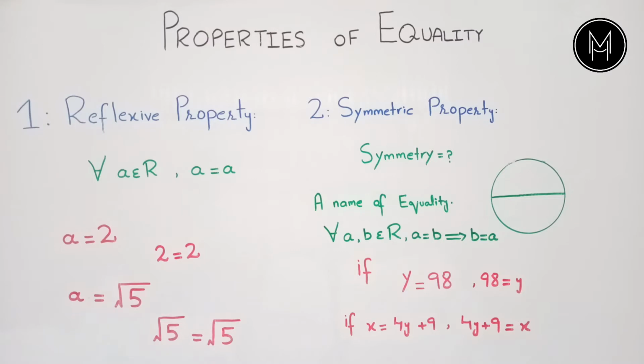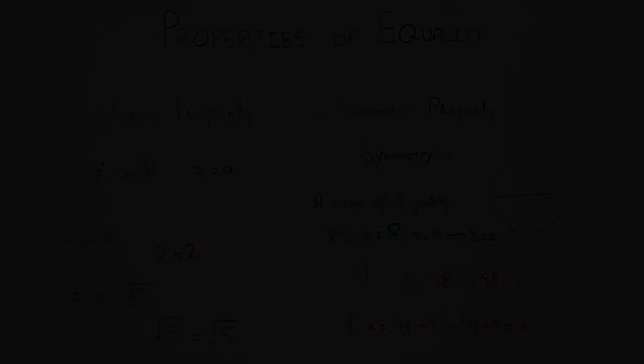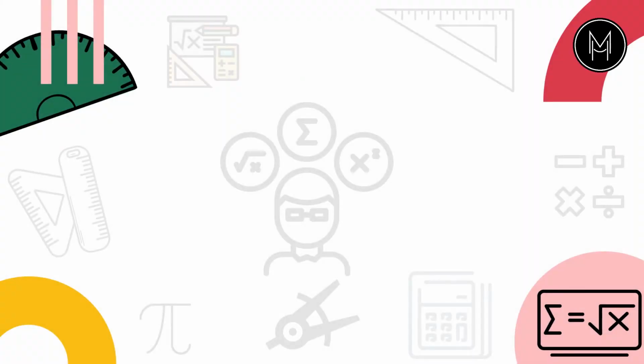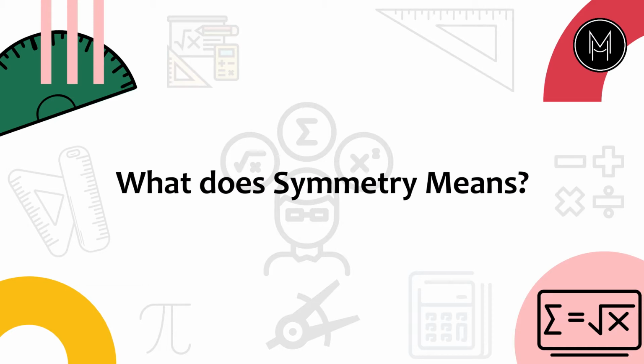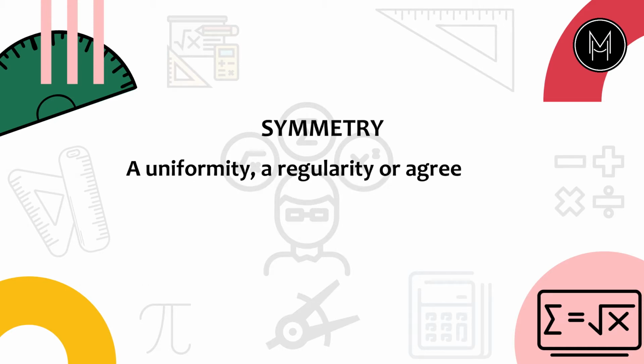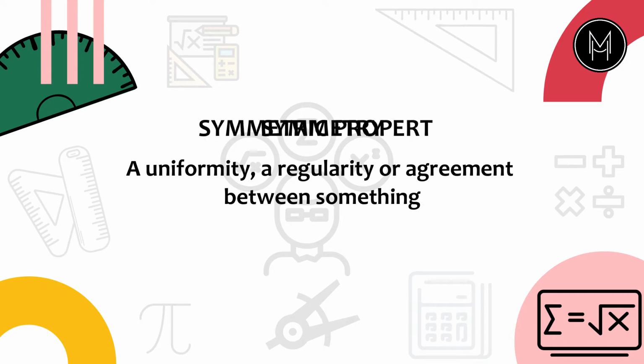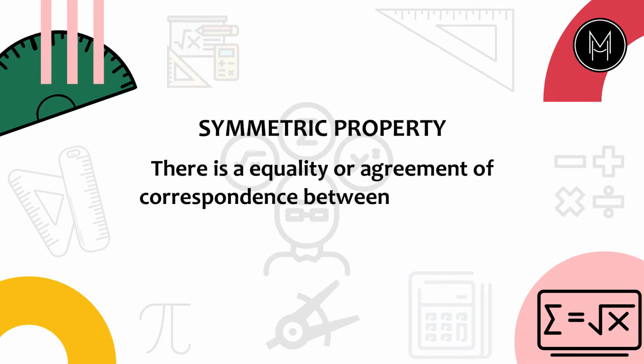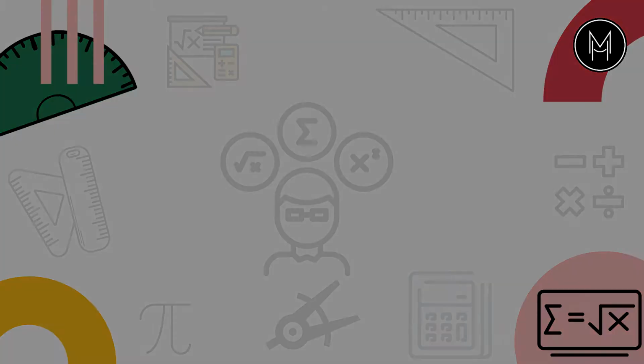Now let's talk about the second property, that is the symmetric property. The very first question is, what does symmetry mean? Basically, symmetry means a uniformity, a regularity, or agreement between something. You can assume from the name of this property that there is an equality or agreement or correspondence between something.